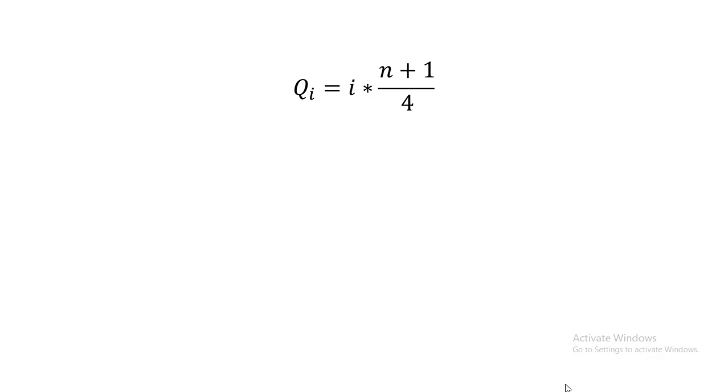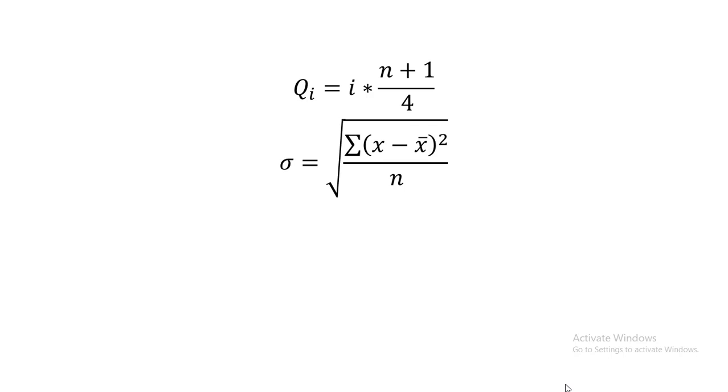Now in the quartile coefficient of skewness, we need to find all three quartiles, right? So we substitute Q of i with i equals 1 for the first quartile, i equals 2 for the second quartile, and i equals 3 for the third quartile.